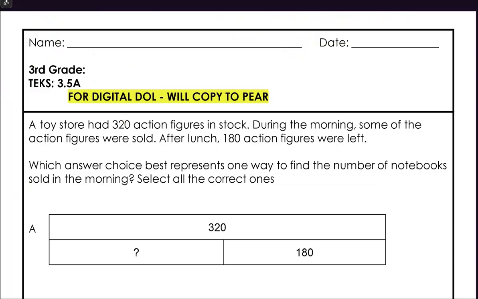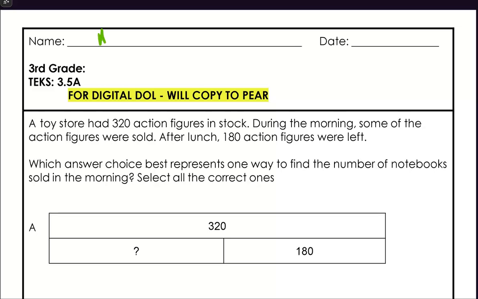Last page. Be sure you put your name and the date.